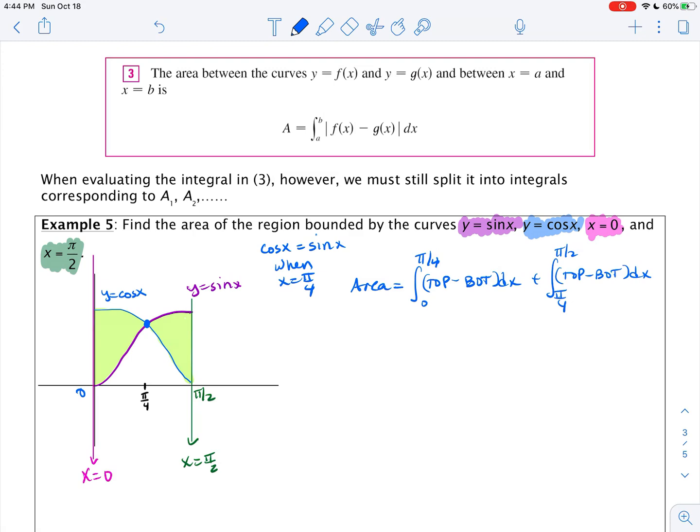dx. Good. And so I can see that cosine is on top and sine is on the bottom in my region from 0 to pi over 4. And so I'm going to get the integral from 0 to pi over 4 of cosine x minus sine x dx, plus the integral from pi over 4 to pi over 2 of, and in the second region I have that the sine function is on top.